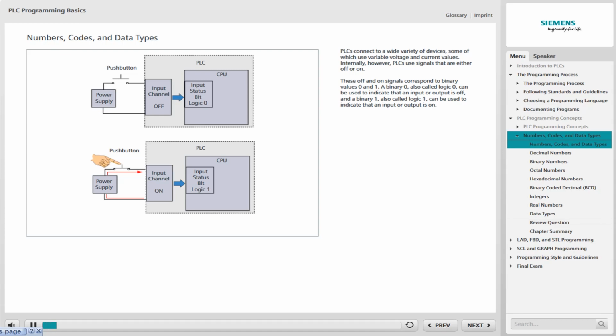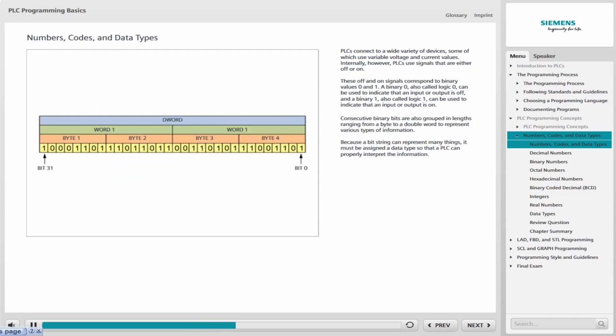PLCs connect to a wide variety of devices, some of which use variable voltage and current values. Internally, however, PLCs use signals that are either off or on. These off and on signals correspond to binary values 0 and 1. A binary 0, also called logic 0, can be used to indicate that an input or output is off, and a binary 1, also called a logic 1, can be used to indicate that an input or output is on.